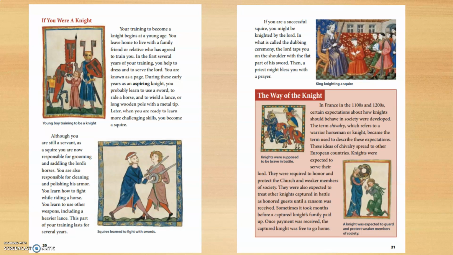The way of the knight. In France in the 1100s and 1200s, certain expectations about how knights should behave in society were developed. The term chivalry, which refers to a warrior, horseman, or knight, became the term used to describe these expectations. These ideas of chivalry spread to other European countries.